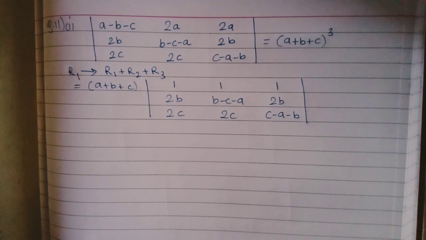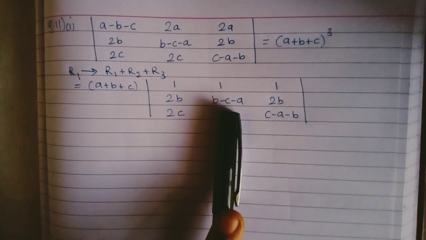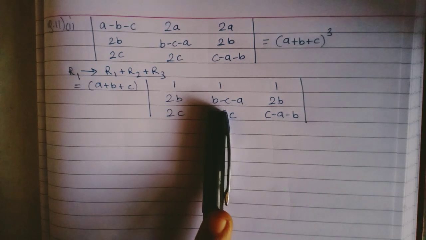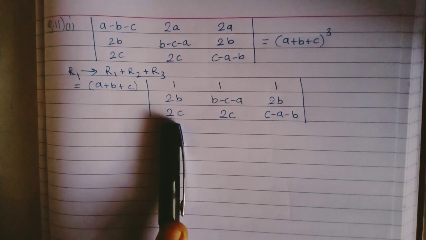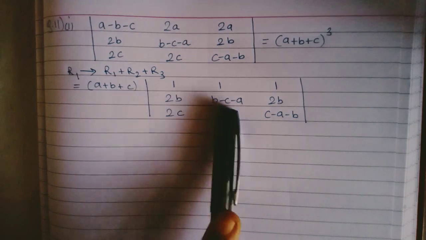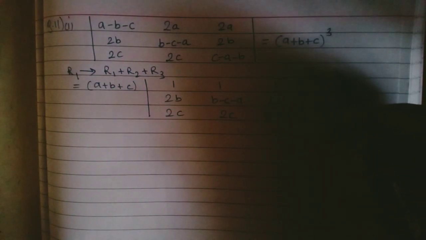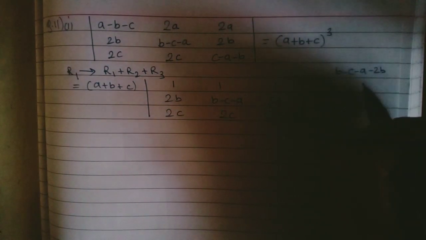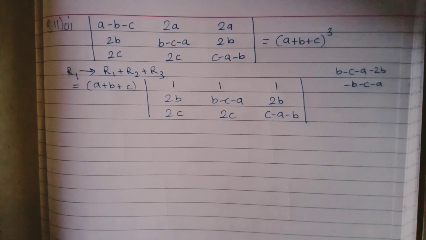Now if you look at the columns, if I add this and this column, you will get b minus c minus a plus 2b, right? If you add, you will get plus 2b, 3b. If you subtract, then what you will get? b minus c minus a minus 2b. Then you will get minus b minus c minus a, right?